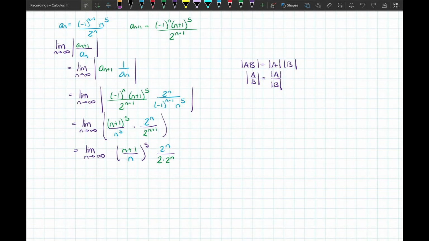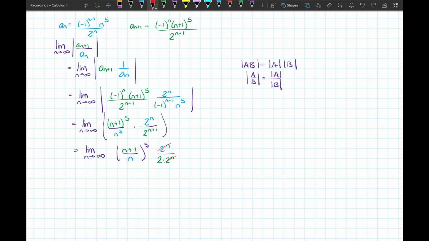And then we can take that 2^(n+1) and split the factors there. We'll take one factor of 2 away, and that's the same thing as 2 times 2^n. Now you can see that a 2^n and a 2^n cancel out, and we're left with 1/2.